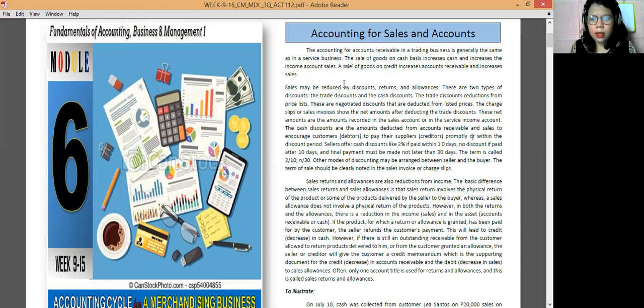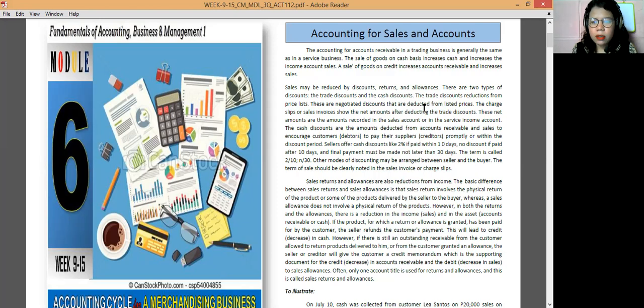So yun. Okay? Sales may be reduced by discounts, returns, and allowances. So aware tayo dyan, pero alam natin, isa din to sa mga strategies na ginagawa ng businesses para mas kumita sila. Like for example, yung discounts. Although may discounts 'yon, meron pa rin yung earnings. Pero nababawasan, di natin maiwasan na nababawasan yung sales. Pero pag pumatok yung discounts, madami kang magiging clients and customers.